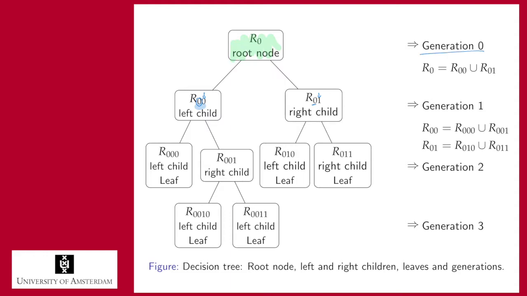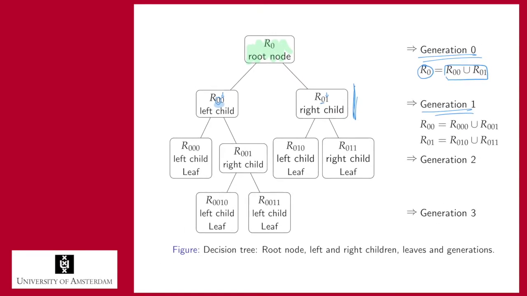The root node is of generation 0. We call these two nodes generation 1. And of course, R00 and R01 together give you back the whole feature space.